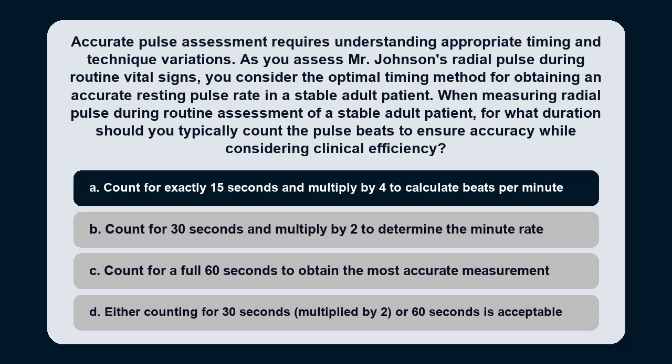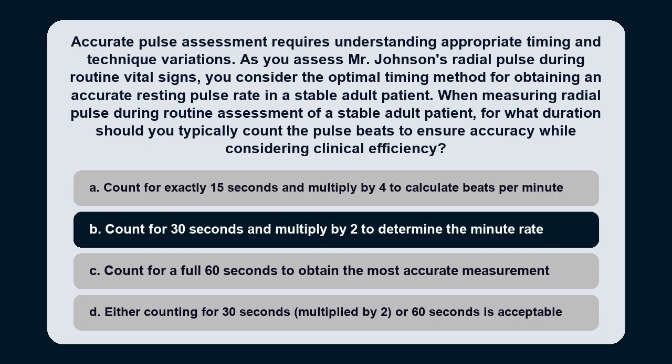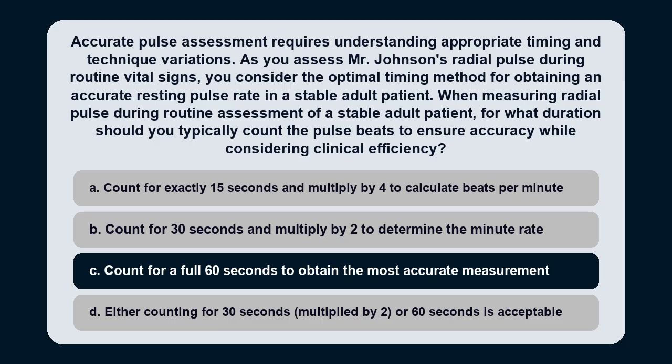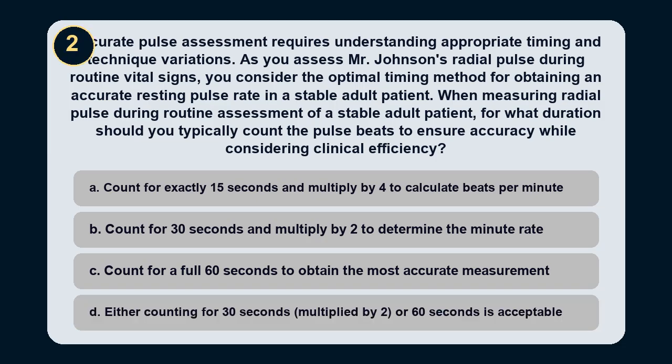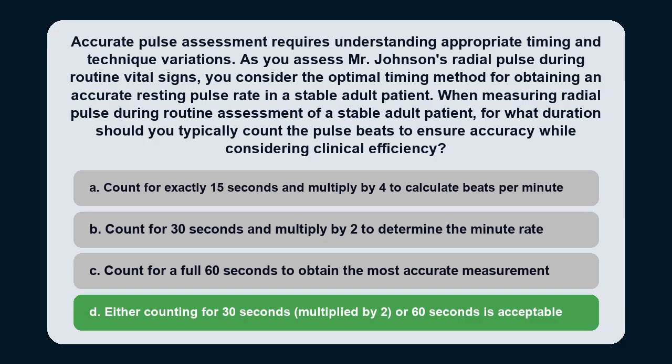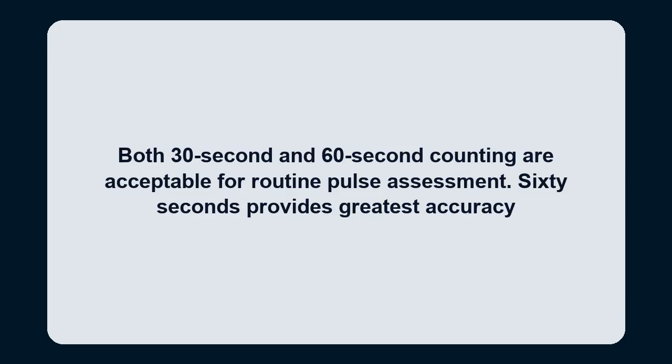Option A. Count for exactly 15 seconds and multiply by 4 to calculate beats per minute. Option B. Count for 30 seconds and multiply by 2 to determine the minute rate. Option C. Count for a full 60 seconds to obtain the most accurate measurement. Option D. Either counting for 30 seconds multiplied by 2 or 60 seconds is acceptable. The answer is D. Both 30-second and 60-second counting are acceptable for routine pulse assessment. 60 seconds provides greatest accuracy.